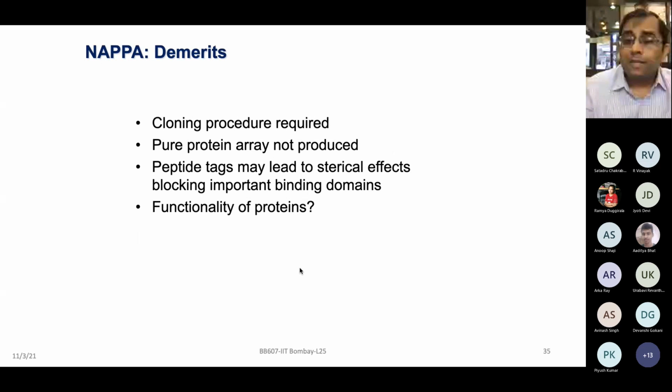Of course, there are still demerits. If you do not have access to the clone, then you have to first do the cloning, you have to add those GST tags, and you have to reach that number before you can make the arrays. The major drawback here was that pure proteins were not produced. For example, the cDNA is printed on the array, antibodies are printed on the array, and now when you are expressing the proteins, even though the proteins are being made, you still have the remnants of the antibodies and your DNA which is printed.